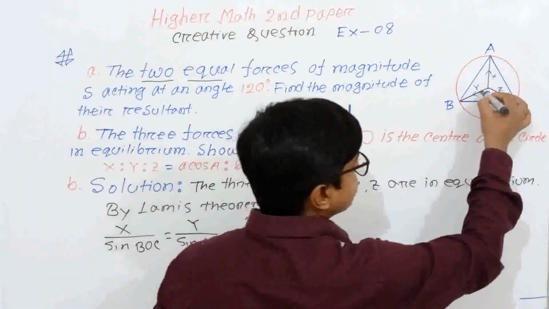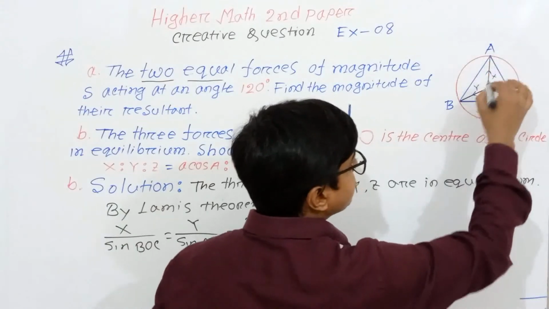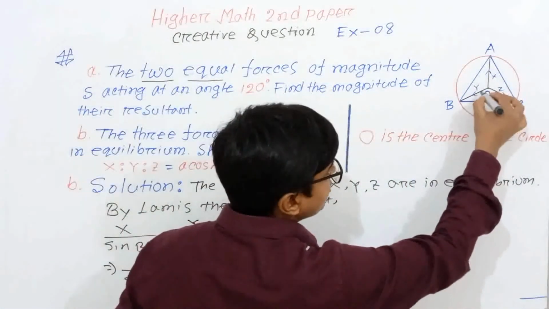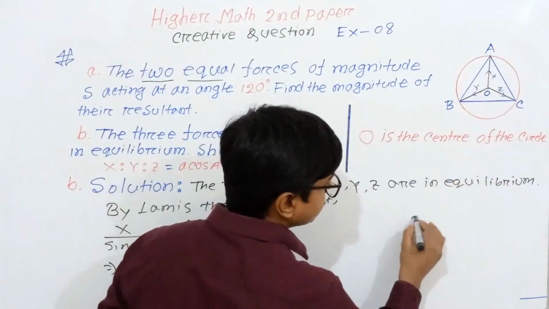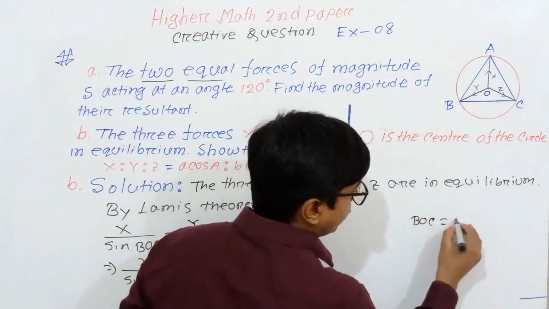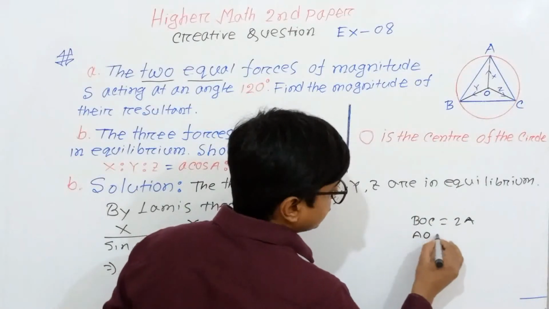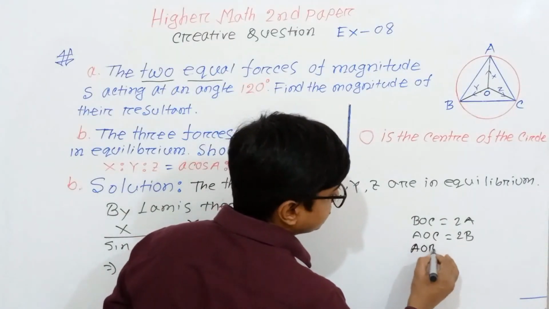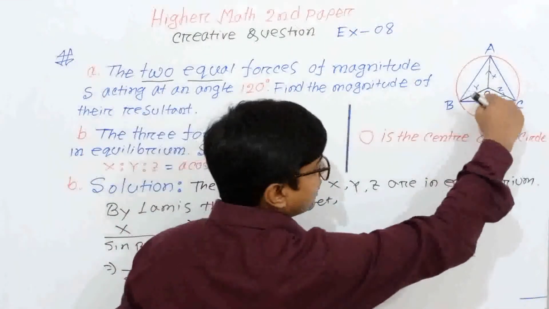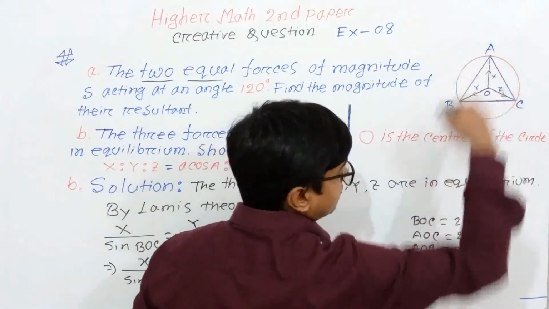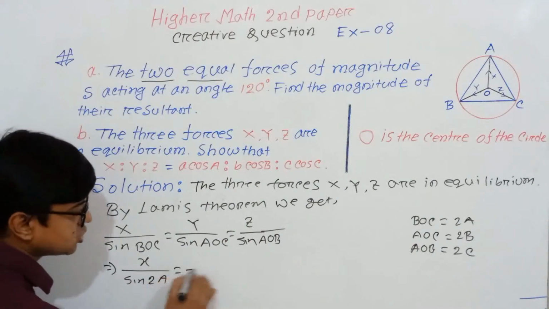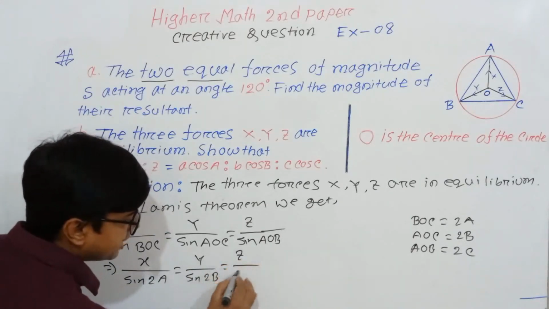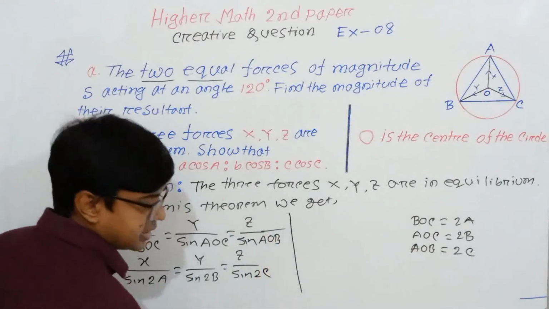Look at this. Here this is the central angle and this is the circular angle. That's why here X by sine BOC, BOC is the central angle, so BOC equals angle 2A, and AOC equals 2B, and AOB equals 2C, because the central angle always equals 2 times the circular angle. So that's why we can write X by sine 2A equals Y by sine 2B equals Z by sine 2C.